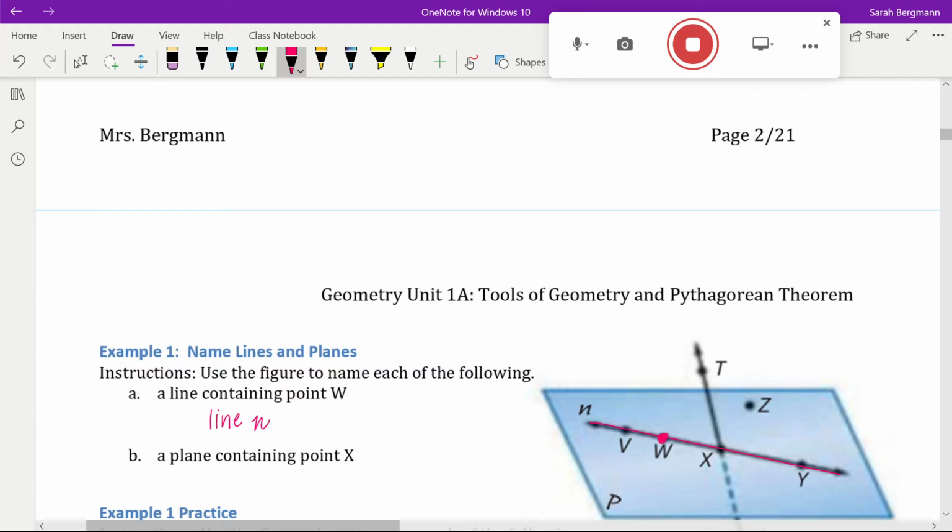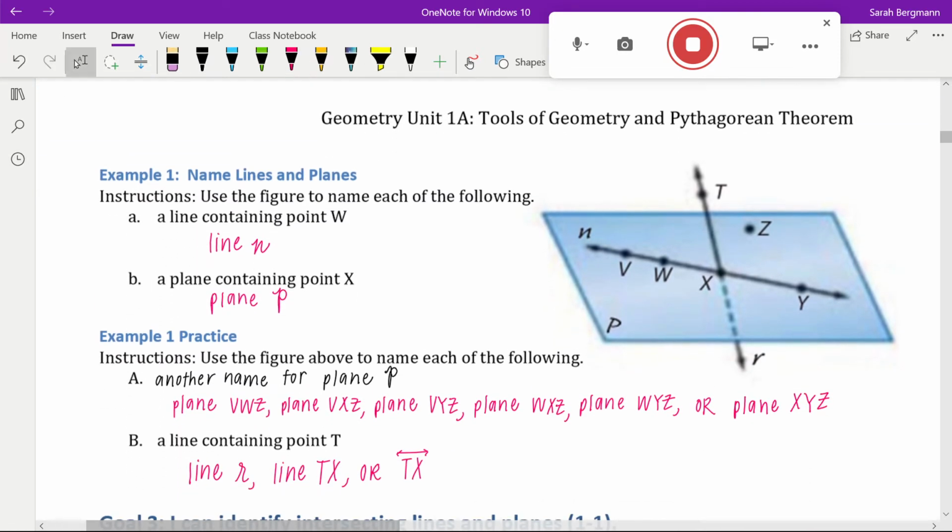Next, a plane containing point X. So first what I want you to do is find point X. Here it is. Point X is on this blue plane here, which is called plane P. So we'll call it plane P. There are obviously other options. You could choose 3 non-collinear points to name that plane. All right, I want you to pause the video and try the example 1 practice problems on your own.